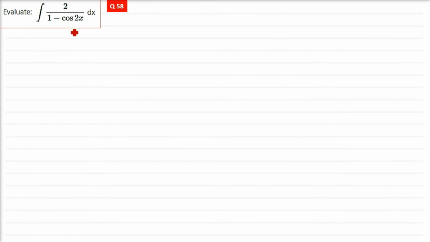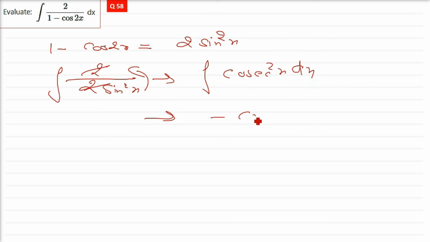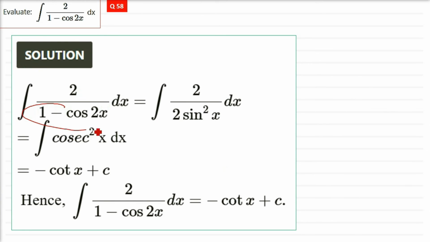Now the integration of 2 by (1 minus cos 2x). 1 minus cos 2x can be directly changed into, because we know the formula, 2 sin square x. 1 plus cos 2x is 2 cos square x. So when we write 2 sin square x here, 2 gets cancelled, sin square x goes up. This will be cosec square x. And cosec square x dx has a direct result, which is minus cot x. So no assumption, nothing, just minus cot x plus constant of integration. This is your integration. Now the reference, if you see here, 1 minus cos 2x will give you 2 sin square x, cosec square x, minus cot x.